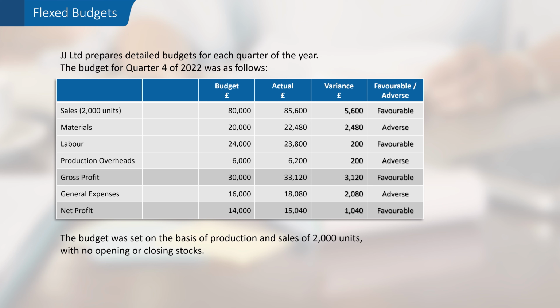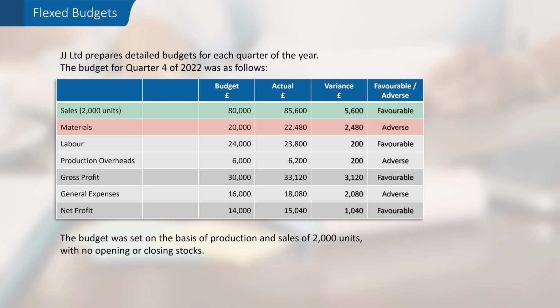The variances here are simply the difference between the actual figure and the budget. And each variance is stated as either favourable, where we earned more or spent less than forecast, or adverse, where we earned less or spent more than forecast. As an example, we can see here that the sales variance is favourable because we earned more from sales than budgeted, and that the materials variance is adverse because we spent more on materials than expected. And this kind of information is very useful to managers.